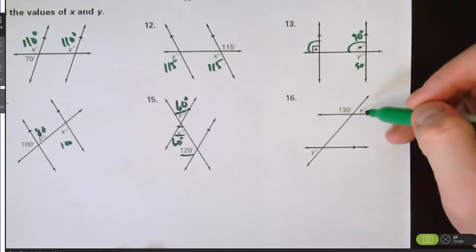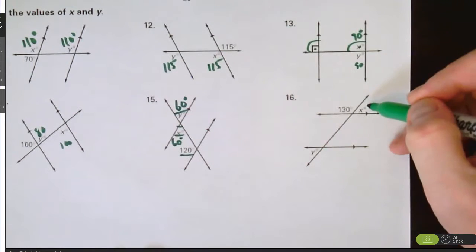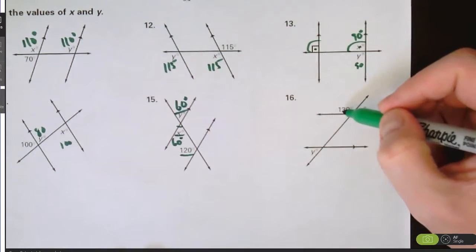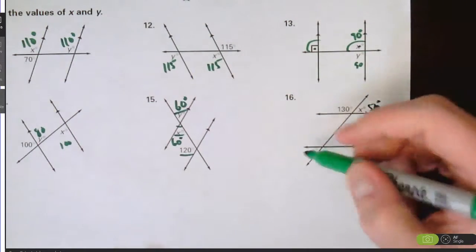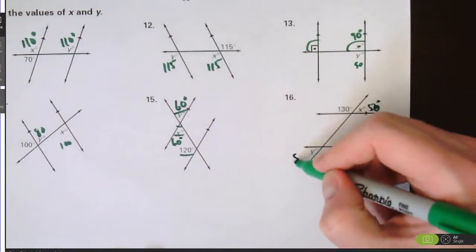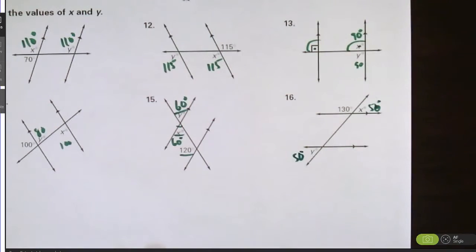And then number 16, 130 and X form a linear pair, so they're going to be supplementary. So if this is 130, this has to be 50. And if that's 50, alternate exterior angles, that means those have to be congruent as well, also 50.